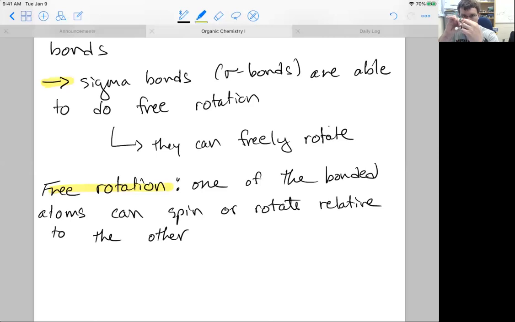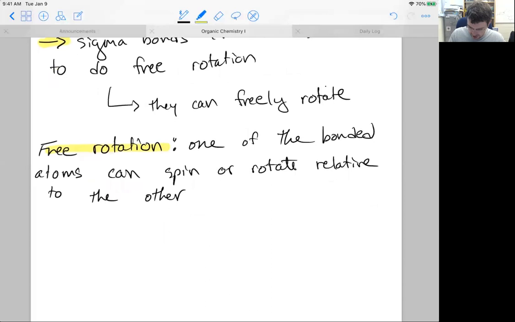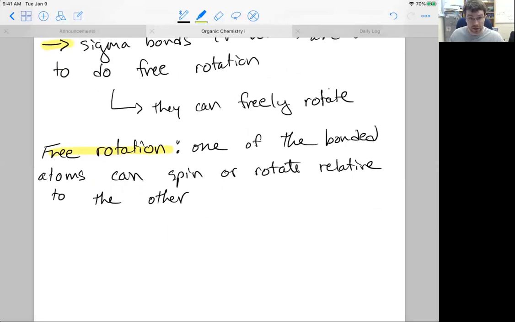and this is what free rotation is. We can kind of spin or rotate one of the atoms relative to the other. And by Newton's laws, both, I guess, are kind of spinning. It's just one is fixed relative to the other one is spinning. You could have the left or the right one spin. Okay, so my point so far is that's what free rotation is, and sigma bonds can do it.